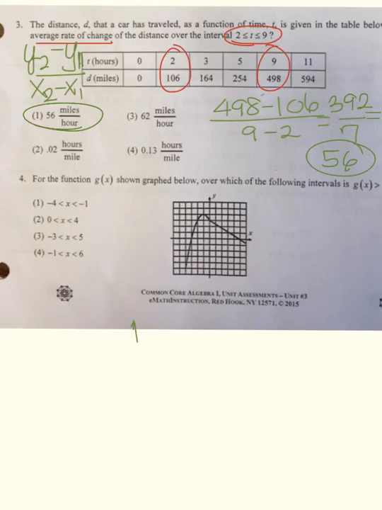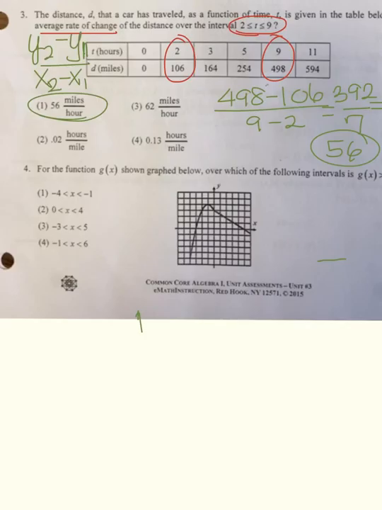So for the function g of x shown graphed below, over which of the following intervals is g of x greater than 0? This means the same thing as y is greater than 0. So where are all the values for y greater than 0? Up here. Okay, y is equal to 0 is right here at this line, the x-axis.